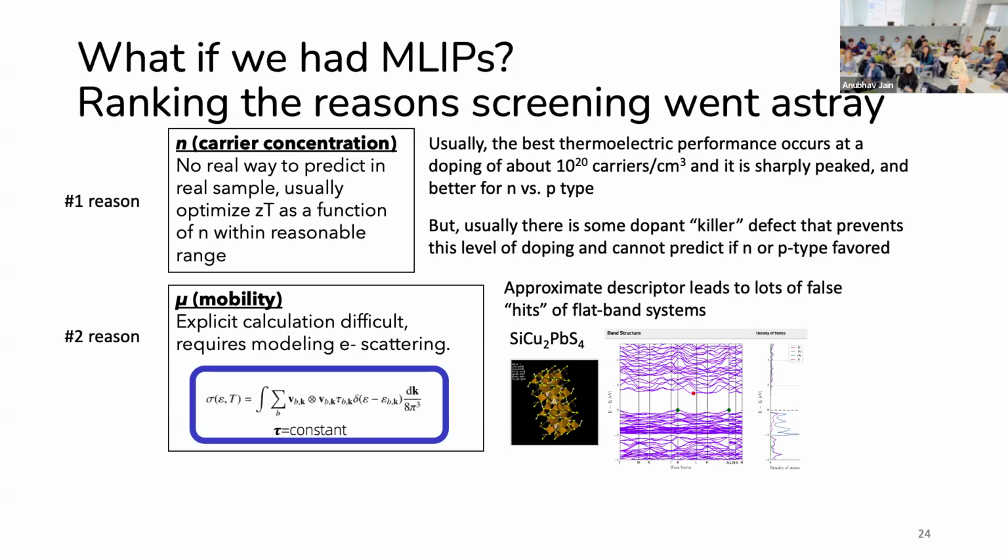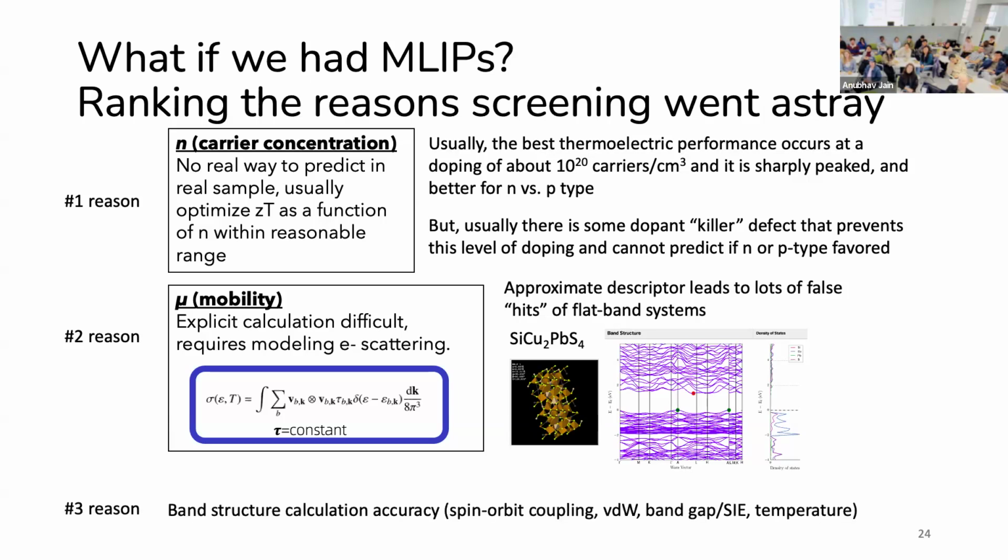So whenever you have these descriptors where you're not directly calculating the property of interest, but using some kind of approximation or some kind of downstream theory, you're going to get false positives, false negatives, and things coming out of that. And that's what we saw here also. And then probably the number three reason was the accuracy of the band structure calculations. Things like spin orbit coupling, which typically aren't done in high throughput. Van der Waals corrections, which typically aren't done in high throughput. The functional they use for the band gap, all that kind of stuff was probably the third thing that derailed it.